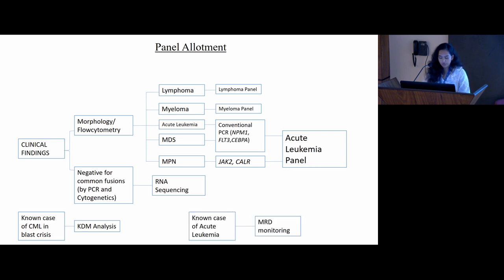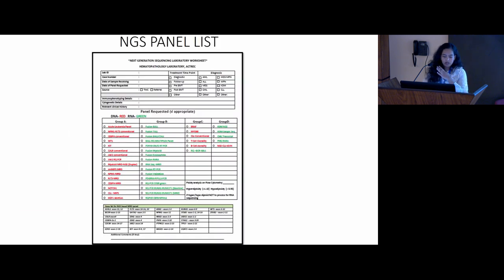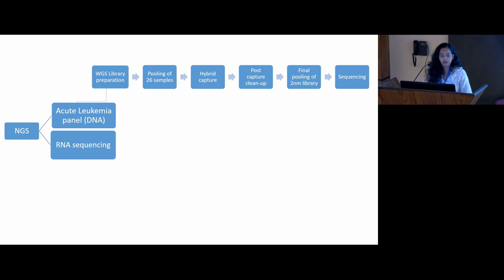So this is the NGS panel list for our laboratory. The tests marked in red are DNA based, and the tests marked in green are RNA based. The NGS processing for the acute leukemia panel and RNA sequencing are two different things. The acute leukemia panel will use DNA as its starting material, and like we saw in the previous presentations, whole genome sequencing library preparation happens, and we pool 26 samples.